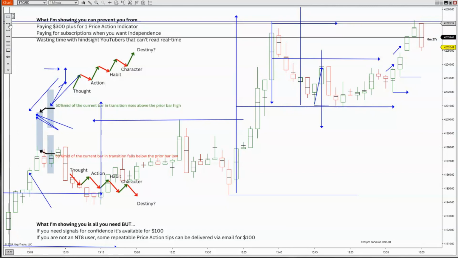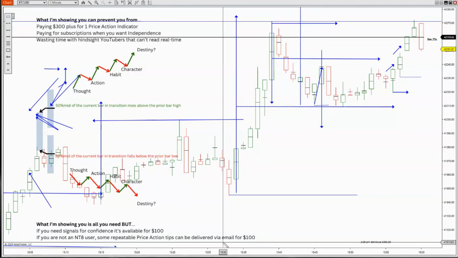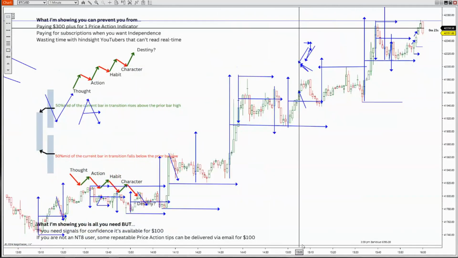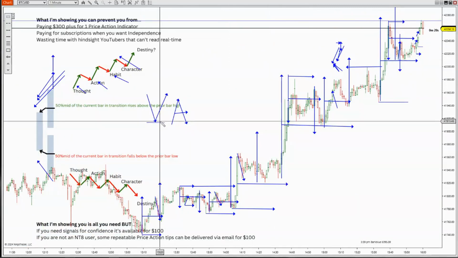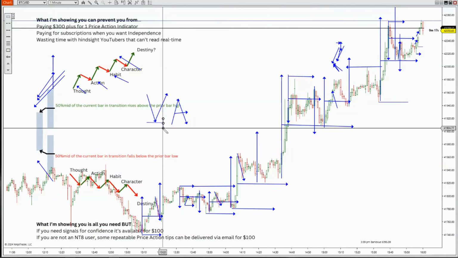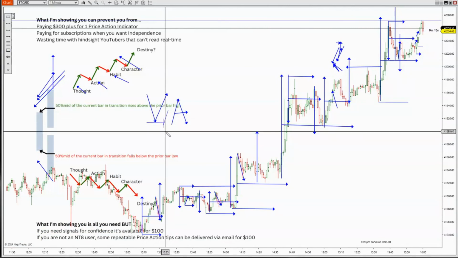Let's go back to that. I want to make sure I show you. Do I still got my A and V up here? Yeah. So whenever they break a low, this is a low. Whenever they go past it, they tend to come right back.